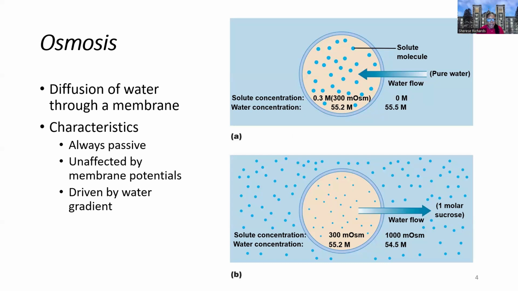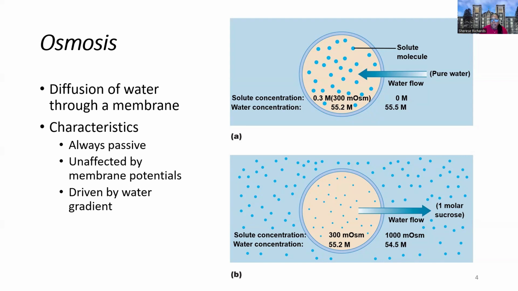So we've talked a bit about movement of solutes, movement of particles, and the cell membrane, and how those particles can move across the membrane, the various forces that are acting on those particles to move them across the membrane. But we haven't really talked too much about water and how water moves across the membrane. So osmosis, by definition, is diffusion of water through a membrane.